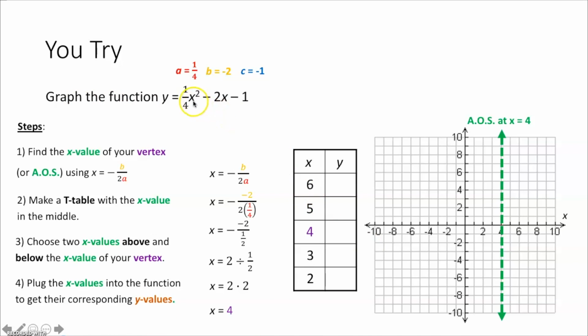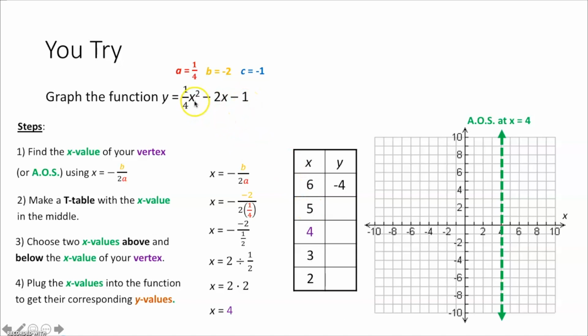So here, if I plug in 6 squared, that's going to be 36 times 1/4. That's the same as dividing by 4. So 36 divided by 4, that's 9. Then minus 2 times 6. So -2 times 6, that's -12. So 9 minus 12 is going to give you -3. Minus 1, -4. Now let's plug in 5.